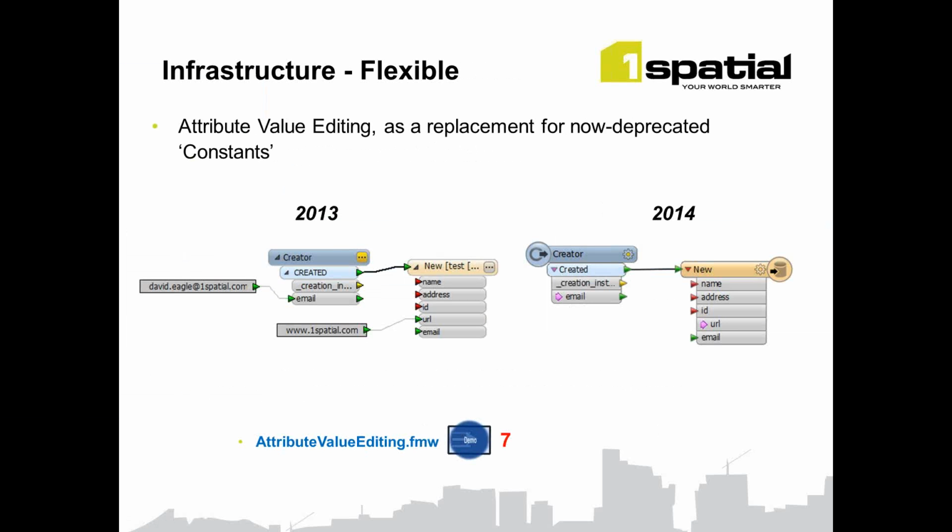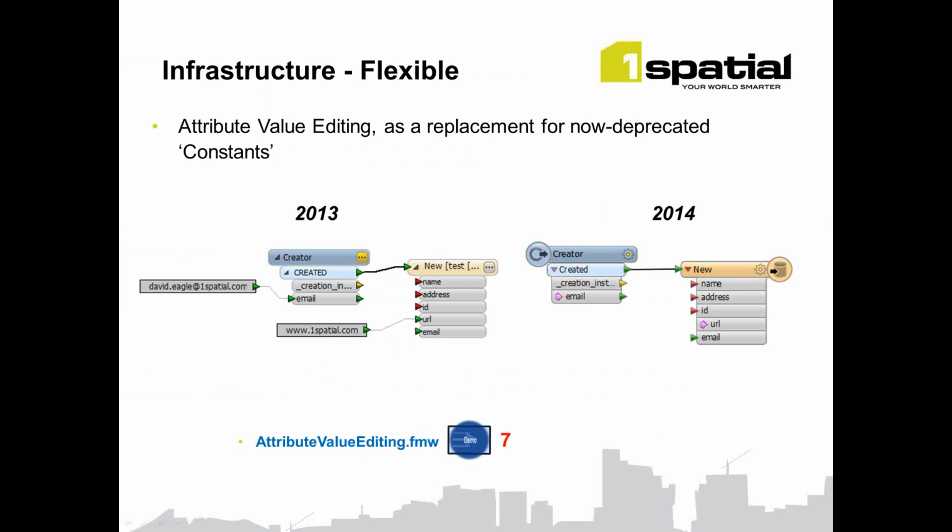Essentially, you right-click on an attribute either in the creator that you've just created or on your target data, and then you can force a constant value into it. In this case, I'm forcing onespatial.com into every attribute on every feature of URL. So it's not ideal in some scenarios, but sometimes you just need to do that. What has now happened is that approach to using constants has been deprecated.